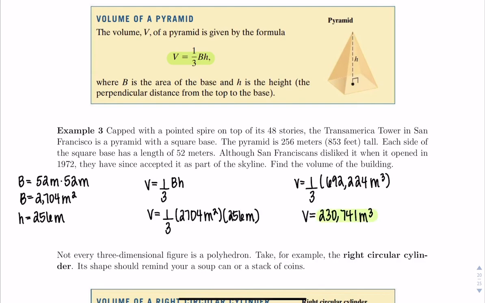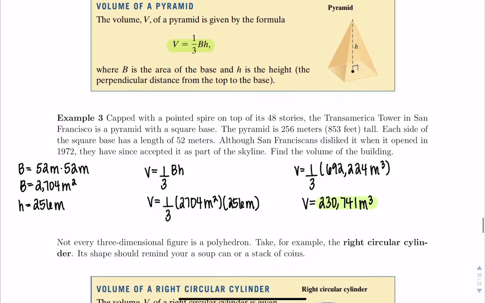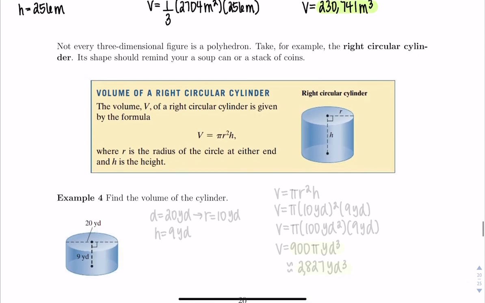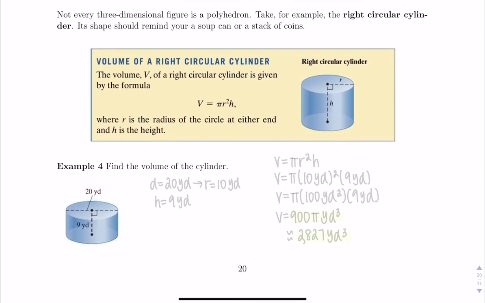Now, not every three-dimensional figure is a polyhedron. So, for example, the right circular cylinder looks like a soup can or a stack of coins. The volume of this is given by pi times r squared times h, where r is the radius of the circle and h is the height.